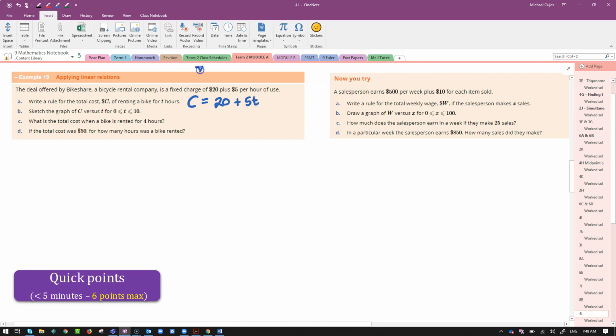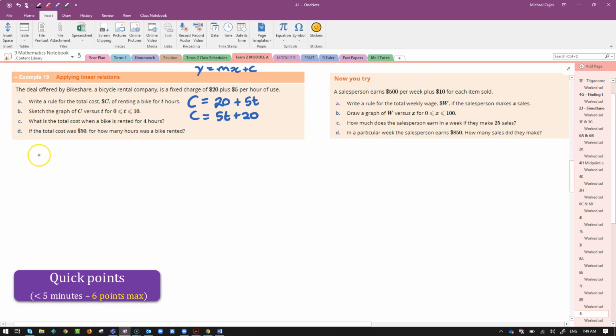Can you see how that's analogous to y equals mx plus c? They've just written it in a slightly different order. We've got the variable in the second position, but there's no reason why you couldn't write that as 5t plus 20 just to get you more used to what you're used to seeing. That's an example of writing the cost in terms of the number of hours.